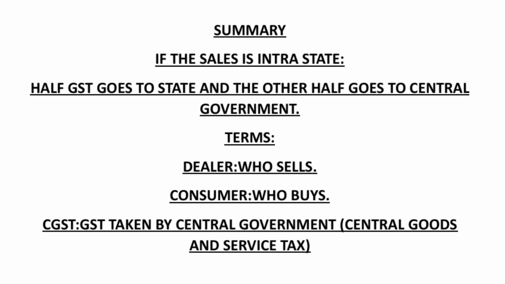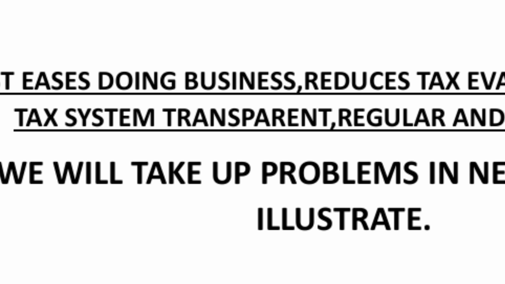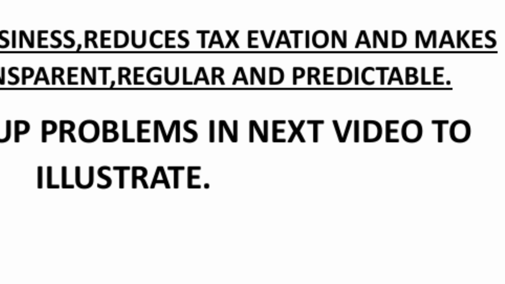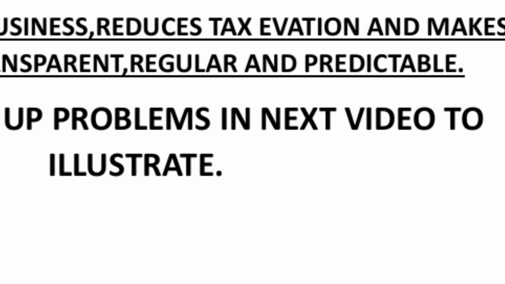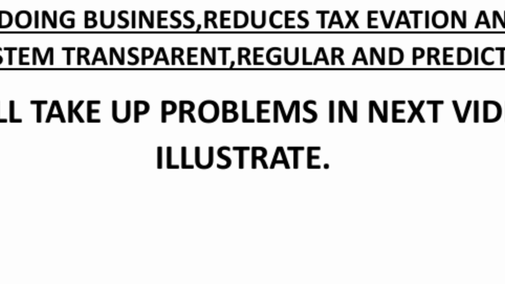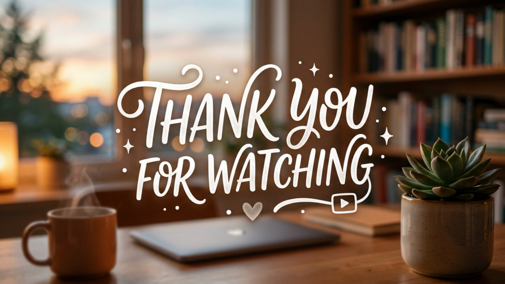CGST means the GST taken by the central government. That means the central government's goods and services tax. SGST is the state government's tax. This helps in easing business, reducing tax evasion, and making the business system transparent, regular, and predictable.